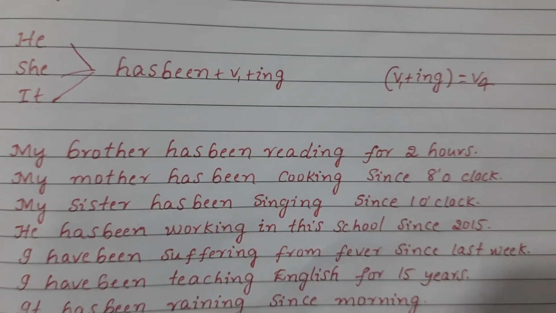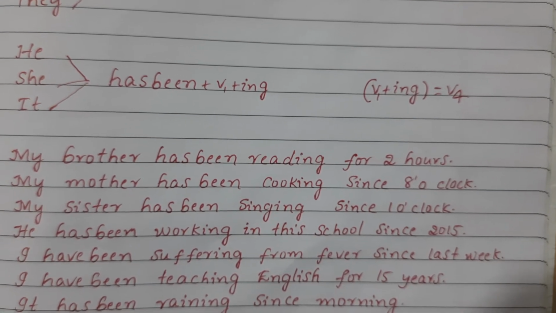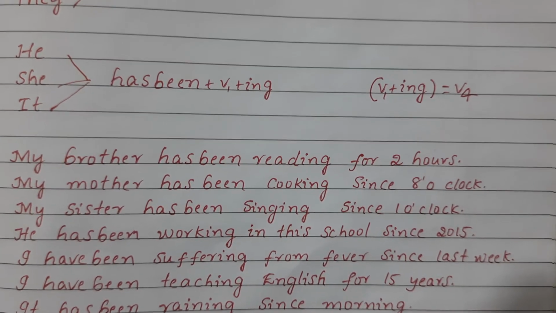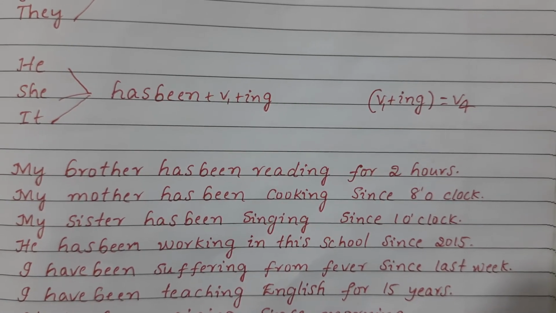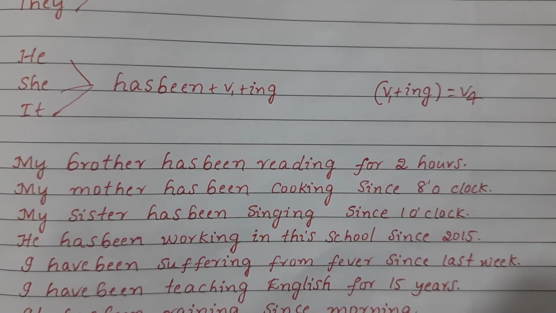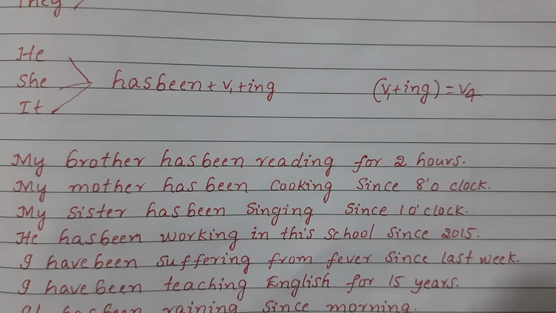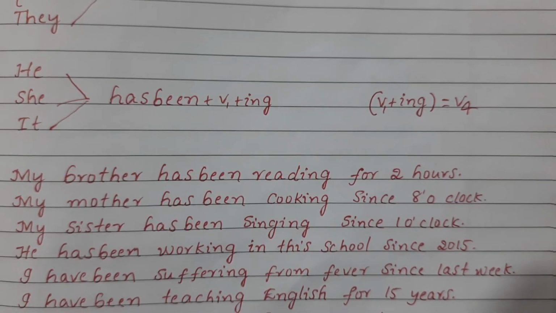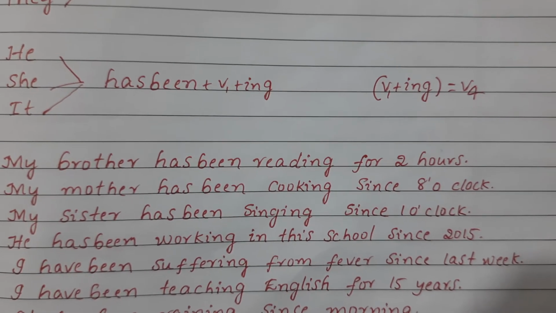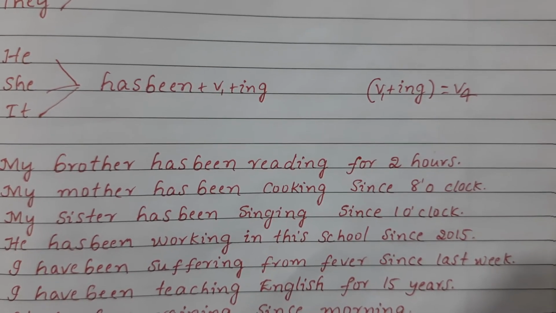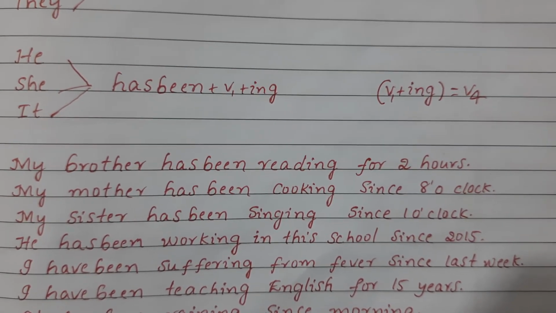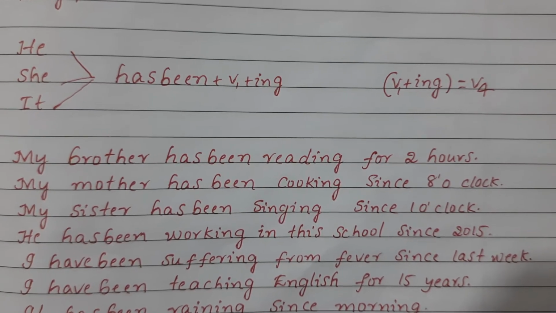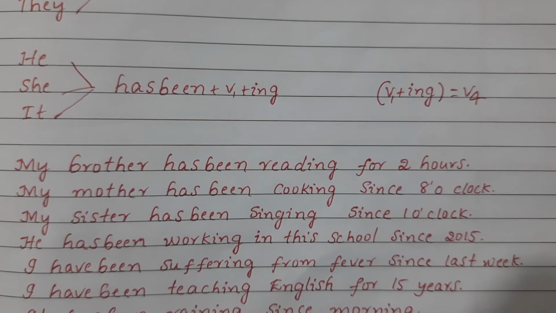Let us see some examples here. My brother has been reading for 2 hours. He started reading 2 hours ago. Still he is reading. So to express this action, we have to use present perfect continuous tense. Instead of saying my brother is reading for 2 hours, we have to say my brother has been reading for 2 hours. My brother is third person singular. That's why we have to use has been plus V4.